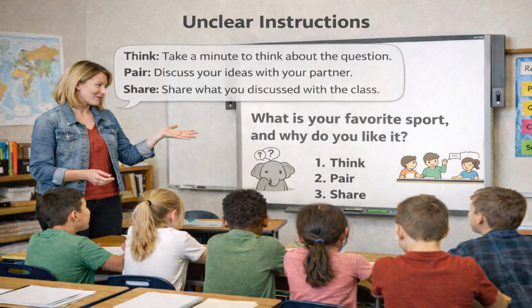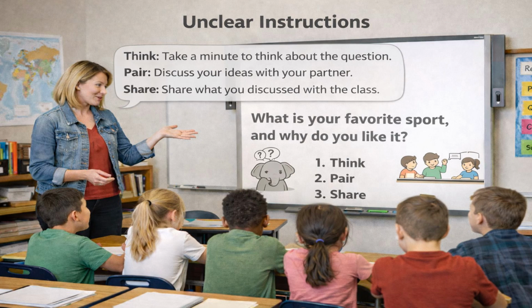The first common mistake in classroom management is giving unclear instructions. Many teachers start an activity without clearly explaining what students should do. As a result, students feel confused. They keep asking, "What should we do?" or they stay silent because they don't understand the task. This confusion leads to wasting time, and the activity does not achieve its goal.